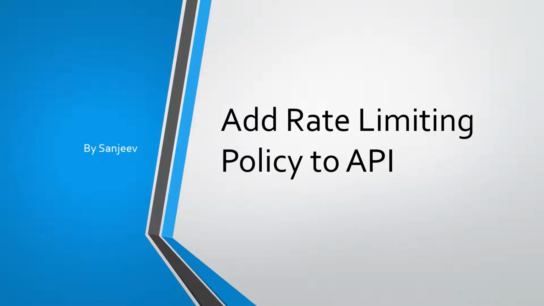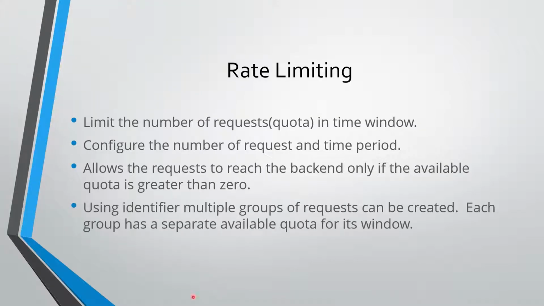In this video, I'm going to demo how to configure rate limiting policy to the API. Using rate limiting policy, we limit the number of requests in a time period. In this policy, we configure the number of requests and specify the time period. In the current time period, only a certain number of requests can reach the backend.